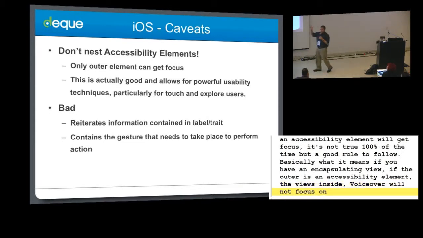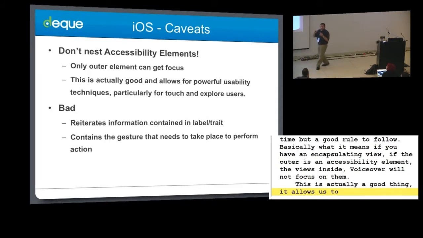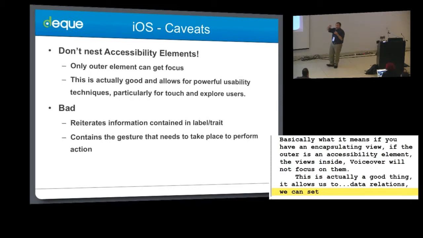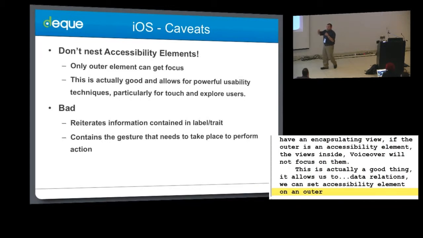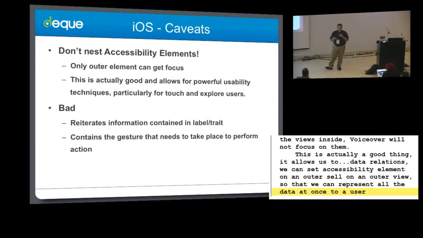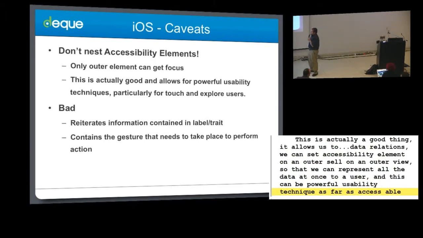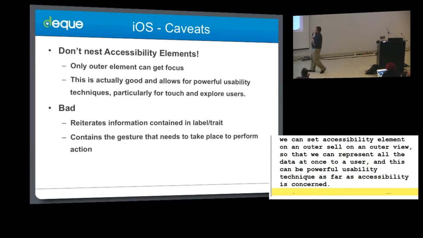And this is actually a good thing. What this allows us to do is remember that data encapsulation thing, that data relations. We can set accessibility element on an outer cell, on an outer view, so that we can represent all of the data at once to a user. And this can be a really powerful usability technique as far as accessibility is concerned. I think most of this I've already said.